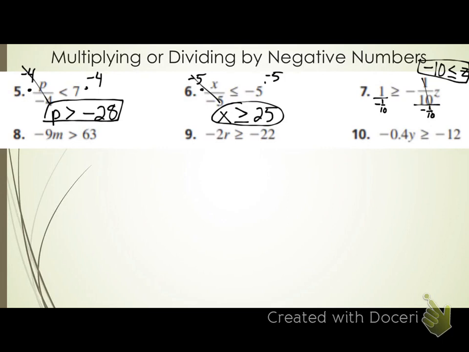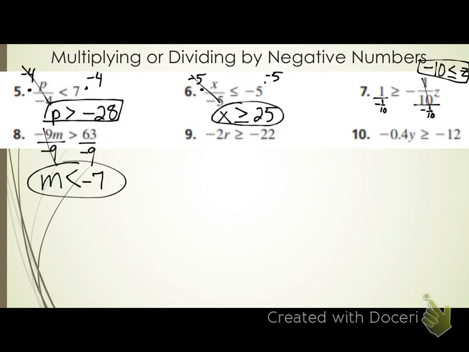Number 8. Negative 9m is greater than 63. How would I get m by itself? Divide both sides by negative 9 because m is being multiplied by negative 9. 63 divided by negative 9. I think we need to go back and do our times tables. Symbol flip or stay? Flip. Divided both sides by a negative, it's got to flip from greater than to less than.